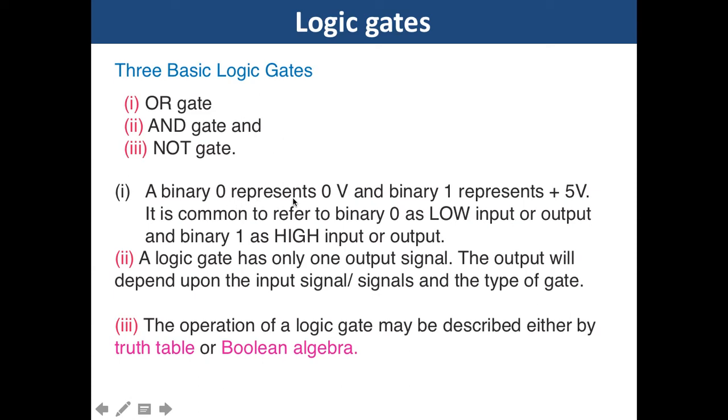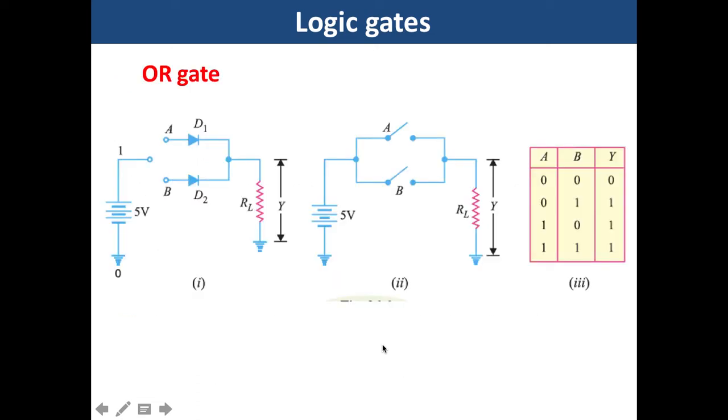A binary 0 represents 0 volt and binary 1 represents plus 5 volt. It is common to refer to binary 0 as low input or output, and binary 1 as high input or output. A logic gate has only one output signal. The output will depend upon the input signal or signals and the type of the gate. The operation of a logic gate may be described either by truth table or Boolean algebra.